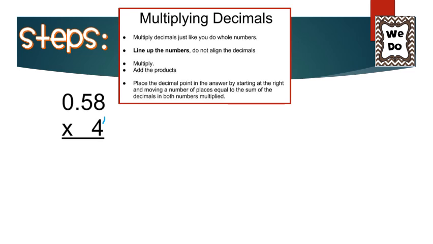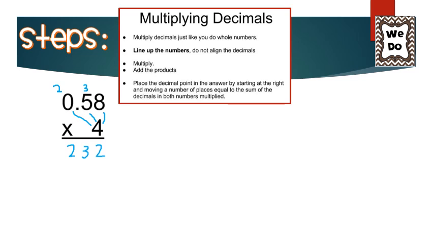So let's go ahead. 4 times 8 is 32. Leave the 2, carry the 3. 4 times 5 is 20, plus that 3 is 23. So we're going to leave the 3, carry the 2. And here we have 4 times 0, which is 0. But we can't forget about that 2. We're adding that 2, so we're going to keep that 2 there. We don't have another number to multiply by, so we don't have any products to add together.